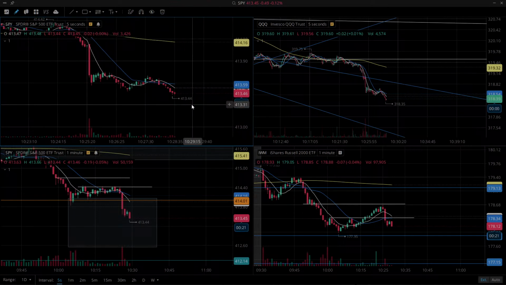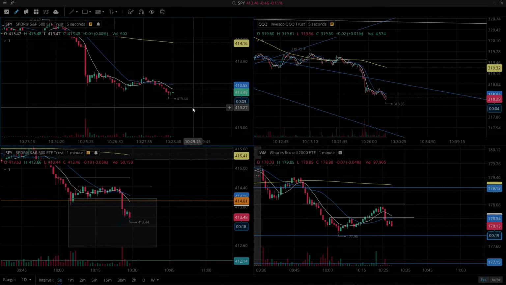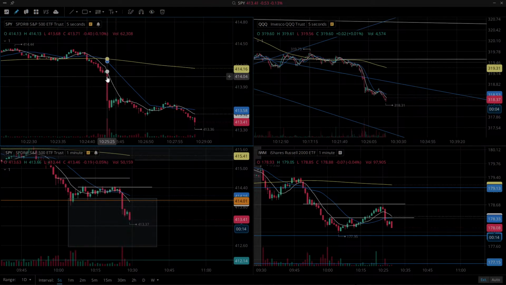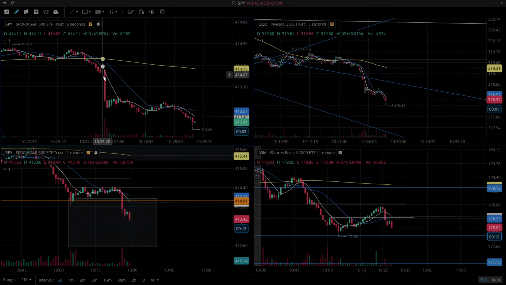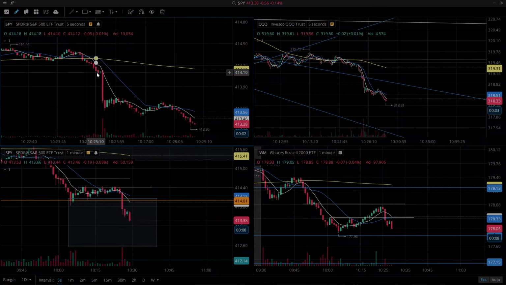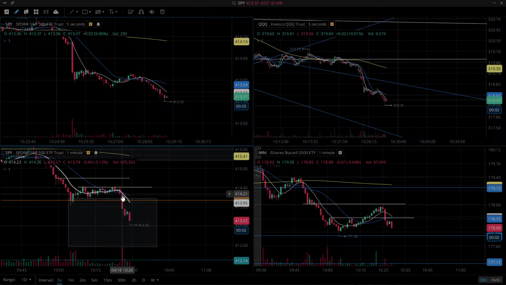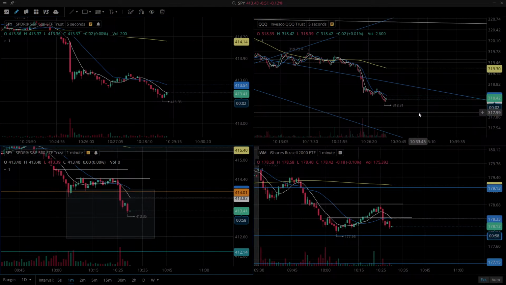Still got 2 minutes on this bar. But look how fast they can get down if they want. 41.67, which is the 4-hour mid Keltner right there. This is a 5-second bar. Here's your accumulation. There we go. We're going. Sayonara. $1 scalp right there.